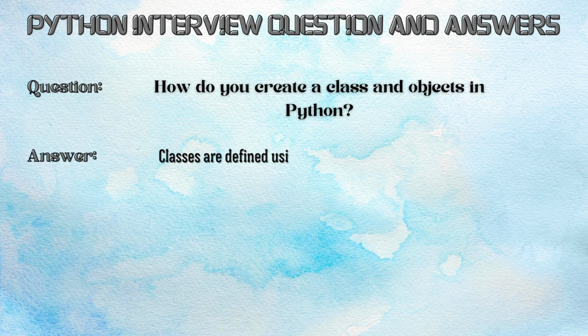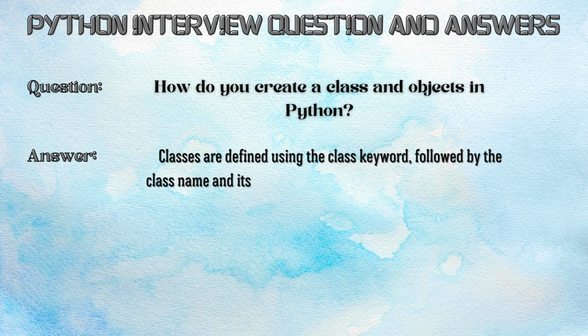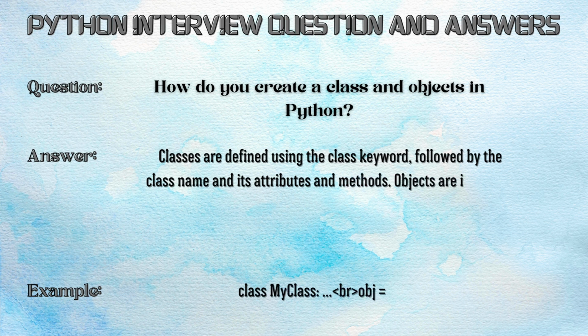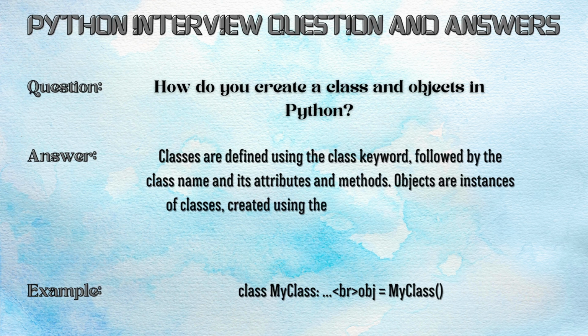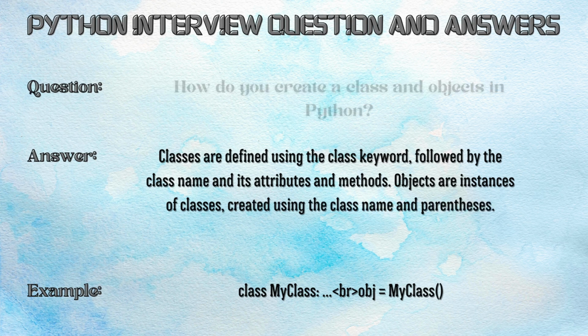How do you create a class and objects in Python? The answer is, classes are defined using the class keyword, followed by the class name and its attributes and methods. Objects are instances of classes, created using the class name and parentheses. For example, class MyClass, obj equals MyClass().